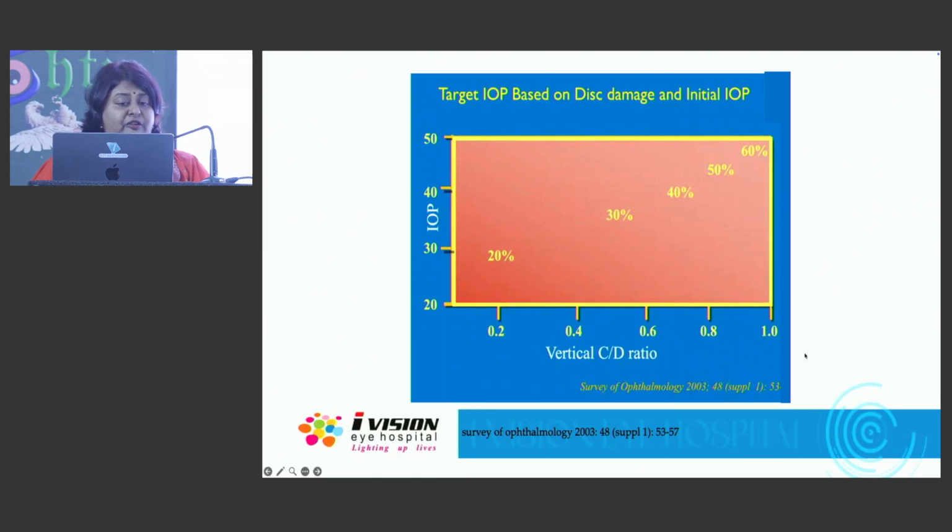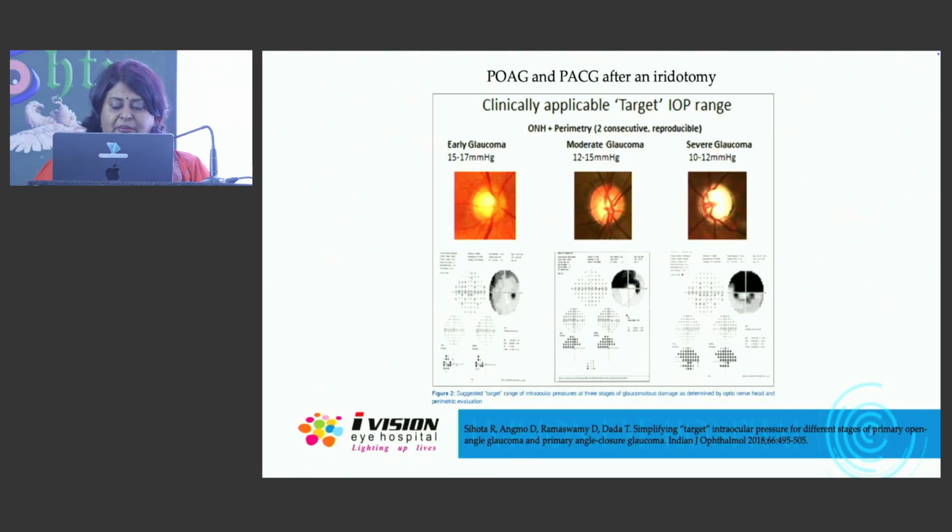But there is a Survey of Ophthalmology graph that shows sometimes you need a reduction of 60%, which may not be possible by simple medications alone. So you have to target based upon the patient. This is the Ramanjit Singhota study which shows that based upon the stage of glaucoma, it is again 15 to 17 for early, moderate 12 to 15, and severe 10 to 12.